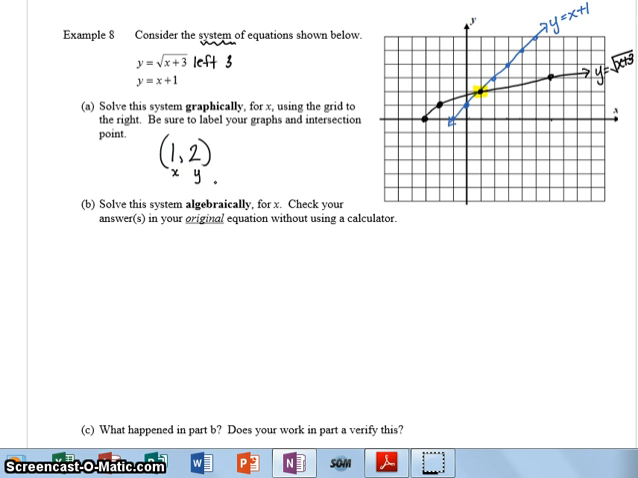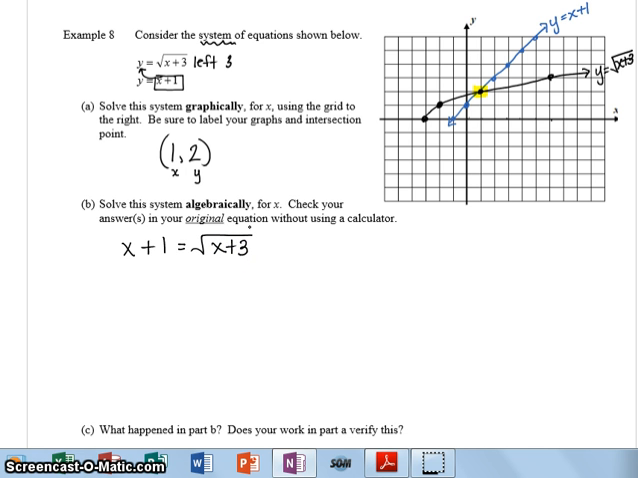Solve this system algebraically for x. Check your answers in your original equation without using a calculator. Okay. So, anytime it's a system of equations, as long as they're both set equal to y, you just set these equal to each other, because it's like saying y is equal to x plus 1. So just set them equal. So I get x plus 1 equals the square root of x plus 3.